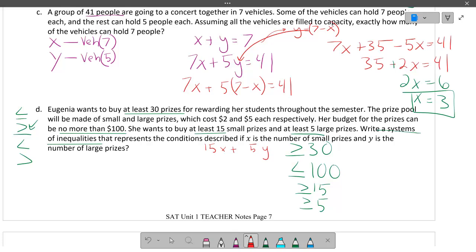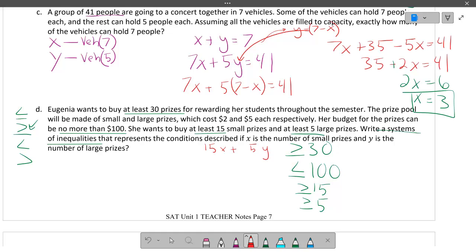So if I were to say, all right, I need at least 30 prizes. So let's take the number of small prizes I buy, then multiply that by 15, and then add it to the number of large prizes I buy, but multiply that by 5. Does that make sense? I'm taking the number of small prizes I buy and I'm multiplying that by a bigger number. And then I'm multiplying the number of large prizes also by a number and saying the total that I buy has to be greater than 30.